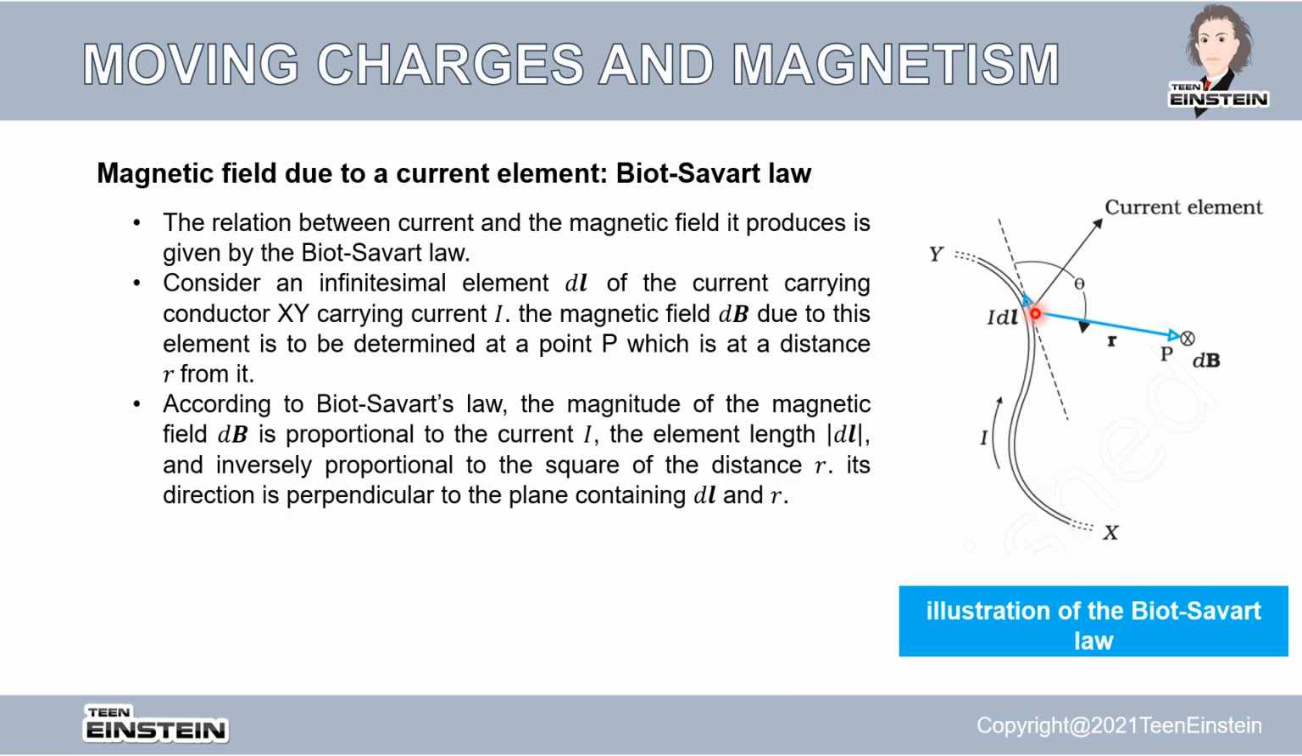So whenever there is a current, it gives rise to a magnetic field, we know. So in this case, we are going to take a current carrying element and see what is the magnetic field produced by this particular element.